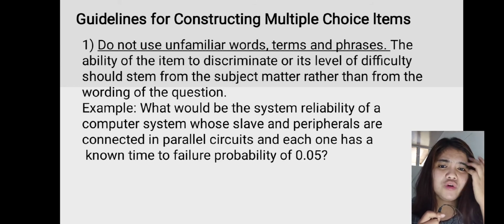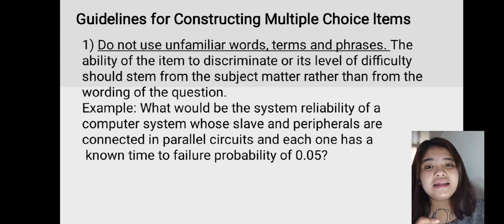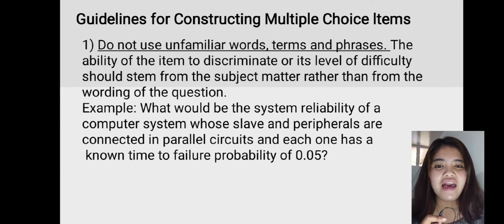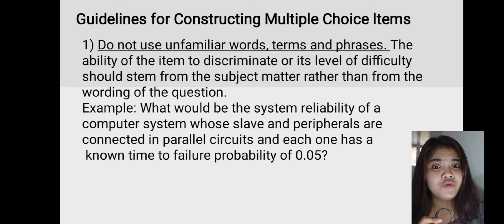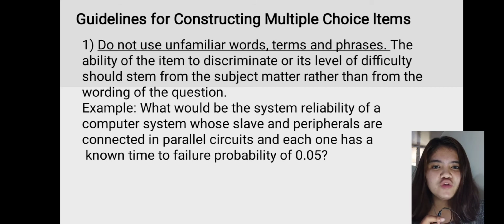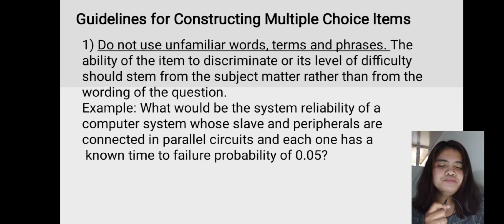Example: what would be the system reliability of a computer system whose slave and peripherals are connected in parallel circuits and each one has a known time to failure probability of 0.05? A student completely unfamiliar with the terms slave and peripherals may not be able to answer correctly even if he knew the subject matter of reliability.